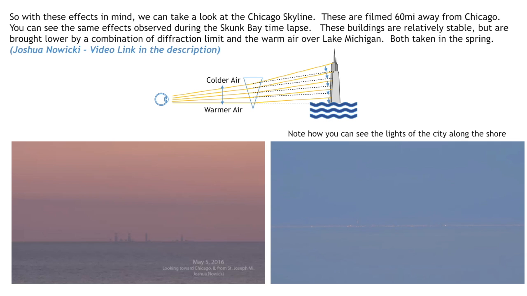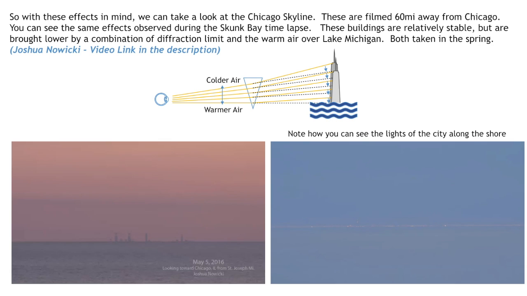So again, with these effects in mind, we can take a look at the Chicago skyline. These are filmed 60 miles away from Chicago. In other words, they're filmed across Chicago from a place called St. Joseph's, typically along on the other side of Lake Michigan, 60 miles away. And you can see the same effects observed during the SkunkBay time-lapse footage. So these buildings are relatively stable somewhat, but they are brought lower by a combination of diffraction limit and the warm air over Lake Michigan.